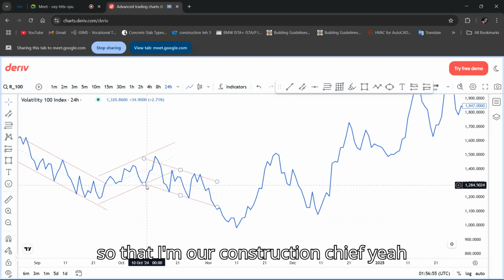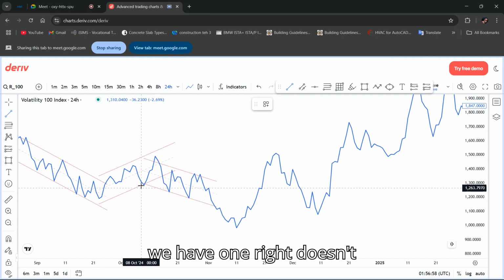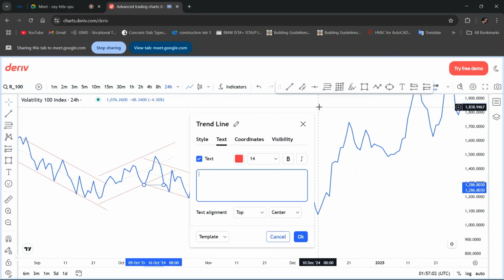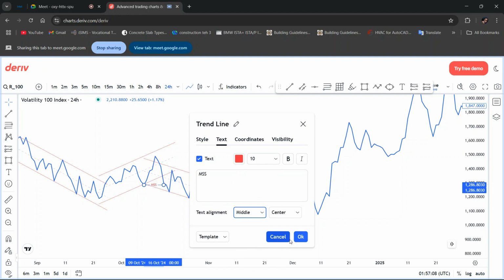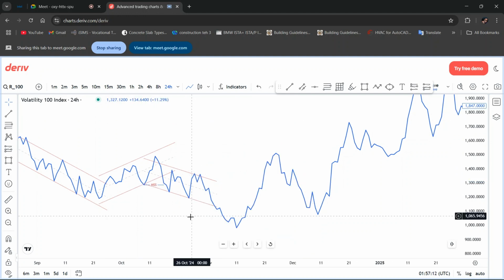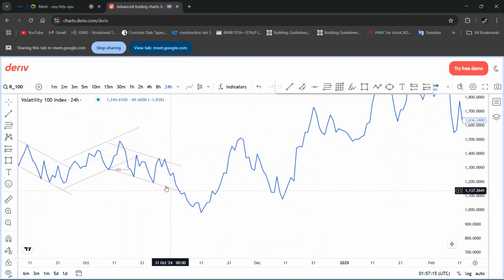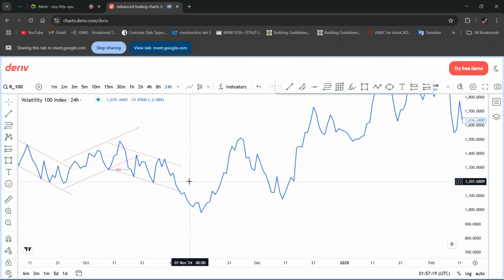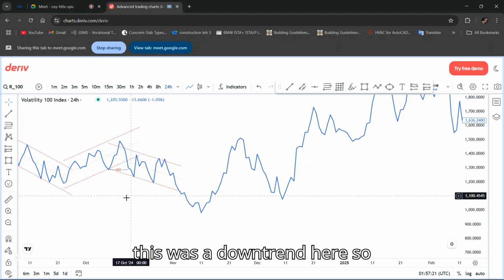So that's the market structure shift. Yeah, we have one right there. Market structure shift right there, and continuation of the downtrend. But this was a downtrend here, so.